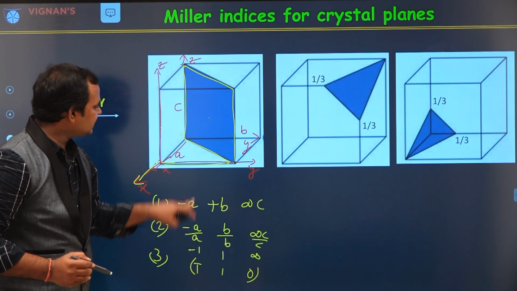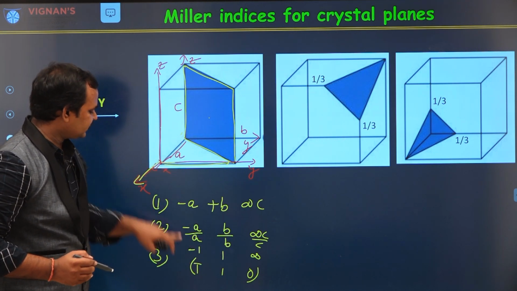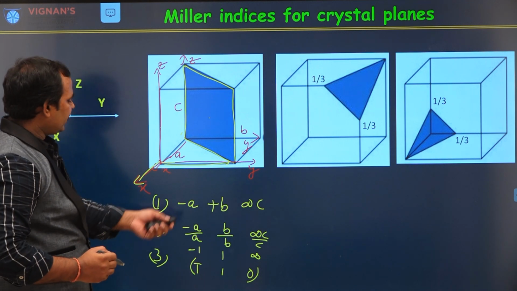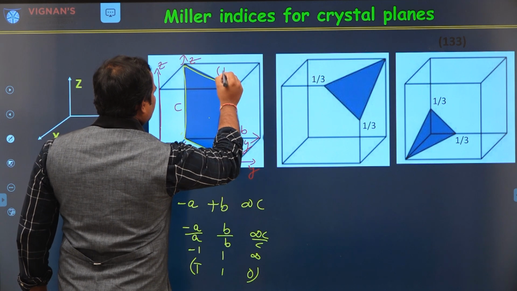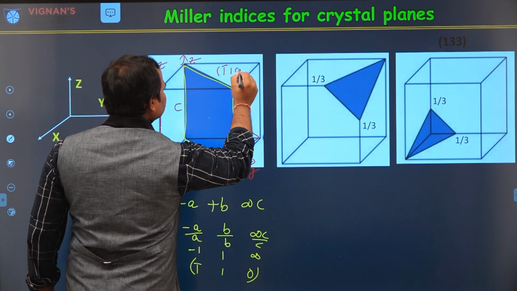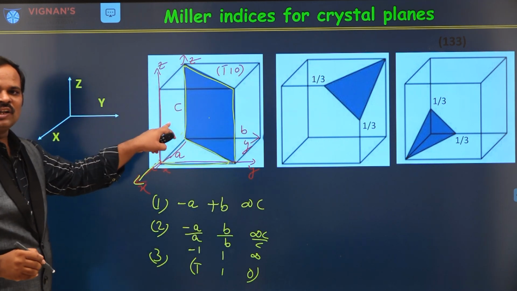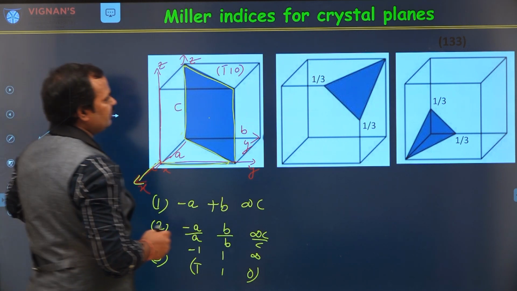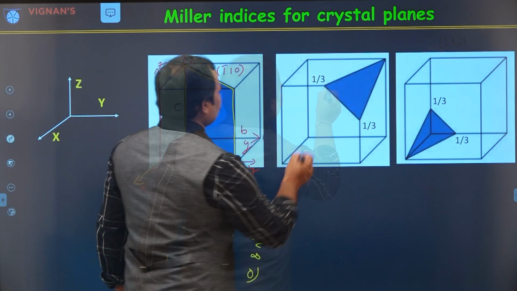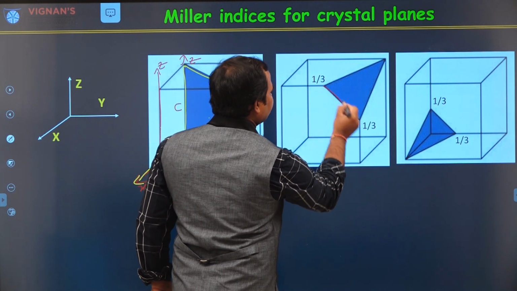So, this is intercepting at the minus axis, so 1 bar. We can write the corresponding Miller indices as 1 bar, 1, 0. This is also a diagonal plane, that's the reason why we have two intercepts, 1, 1. Similarly, this is another example. This is the plane of interest.